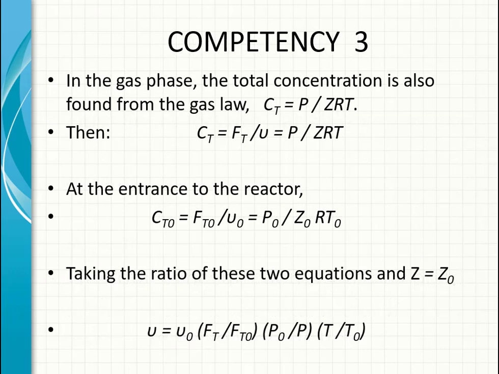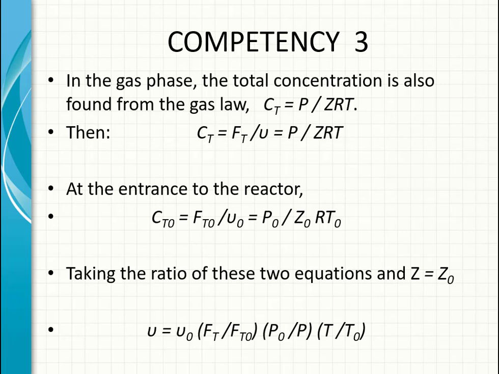In the gas phase, the total concentration is also found from the gas law, where Ct is equal to the pressure divided by the compressibility factor Z times R times T, but Ct is also equal to Ft divided by v, so Ft divided by v is going to be equal to the pressure P divided by the compressibility factor Z times R, the gas constant, times T, the temperature.